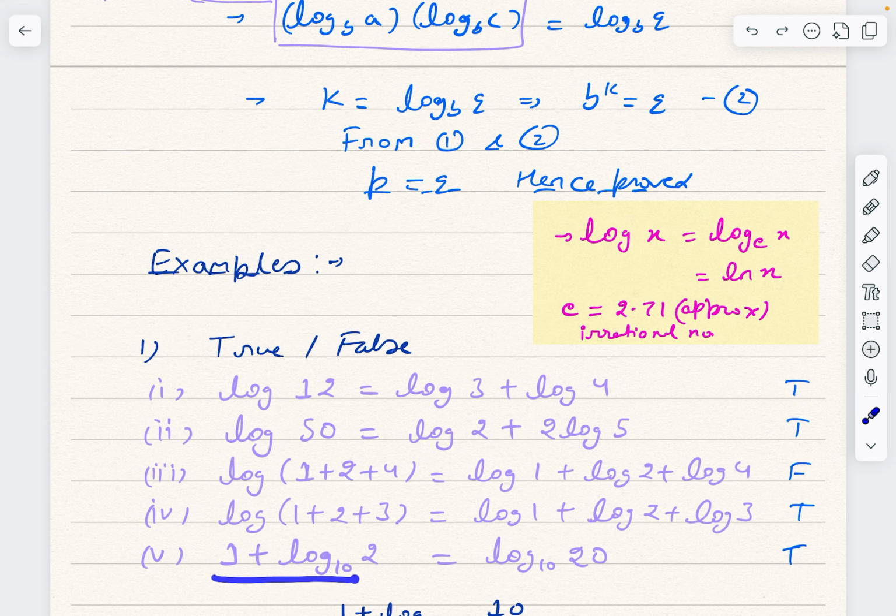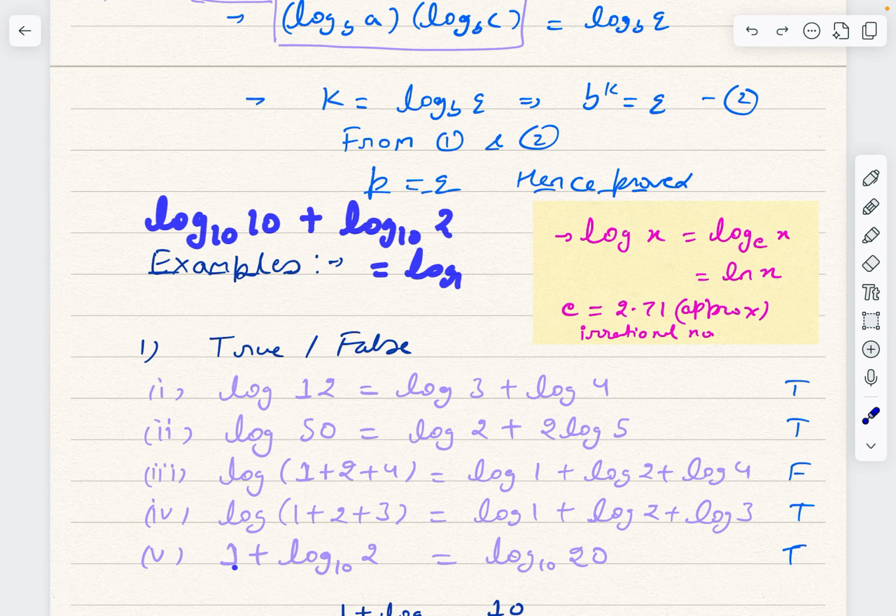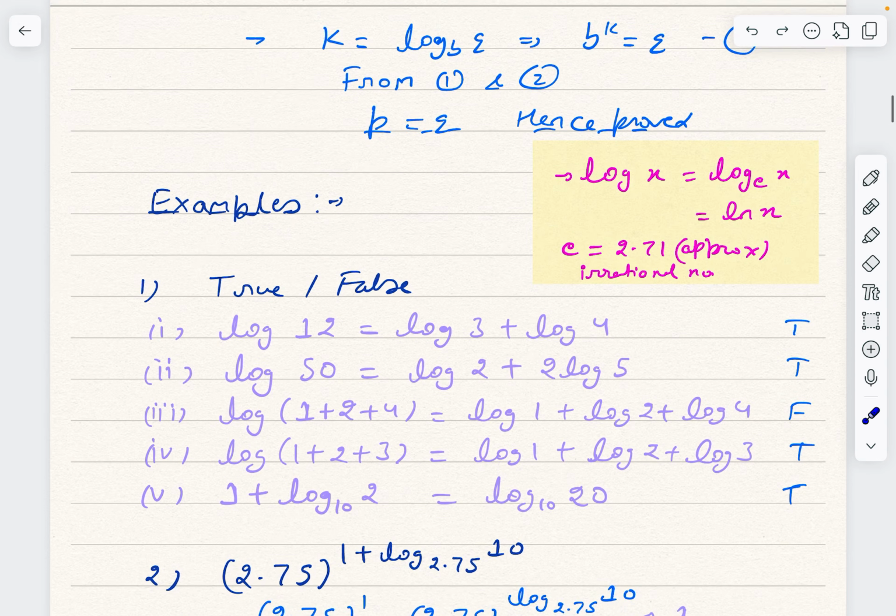And the fifth one is also true. How can we say that? This one, the 1, we can write as log base 10 of 10 using the first property, plus log base 10 of 2. And when you add them, you get log base 10 of 20. So this is also true. I hope these basics are clear, guys. Let us go to the next problem.